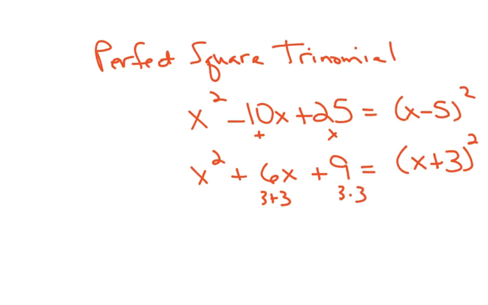Remember, you find the factors by determining the two numbers that multiply to give you the last term but add to give you the middle term. And since in the first case both those numbers are negative 5, when you write x minus 5 twice, that's the same as x minus 5 squared. In the second one, the two numbers that multiply to give you 9 and add to give you 6 are 3 and 3. So you write x plus 3 twice, but that's the same as x plus 3 squared.